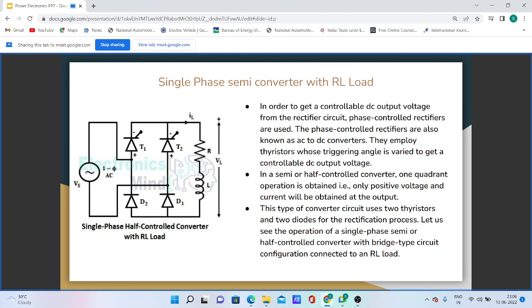In a semi or half controlled converter, one quadrant operation is obtained, that is, only positive voltage and current will be obtained at the output. For positive half cycle, the current flows from Vs to T1 to R to L to D1 to Vs, and for negative half cycle, the current flows from Vs to T2 to R to L to D2 to Vs. Next slide.